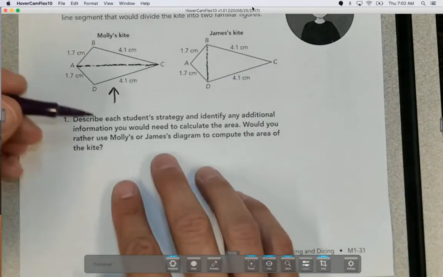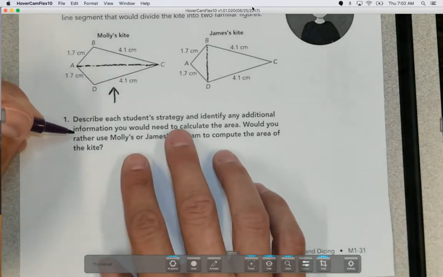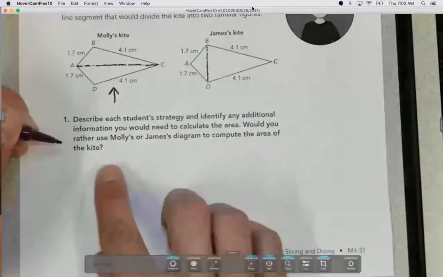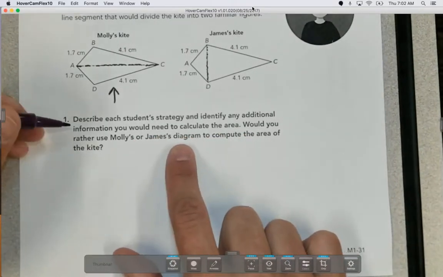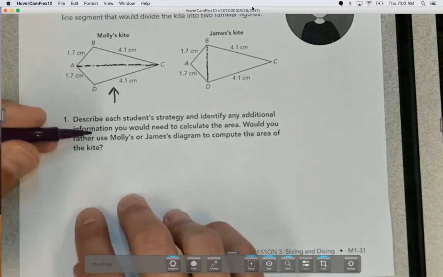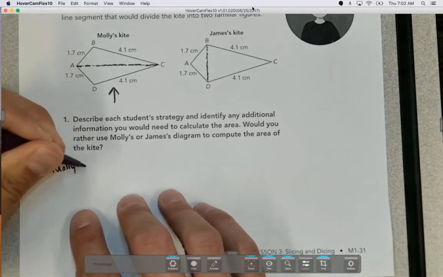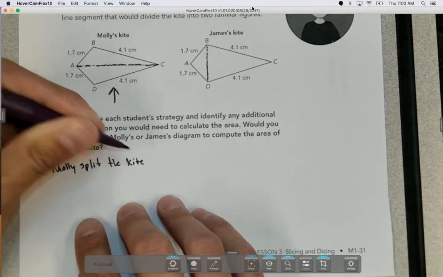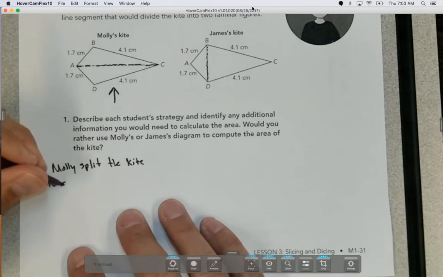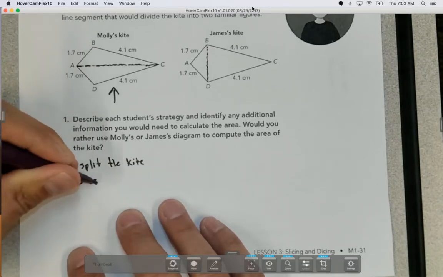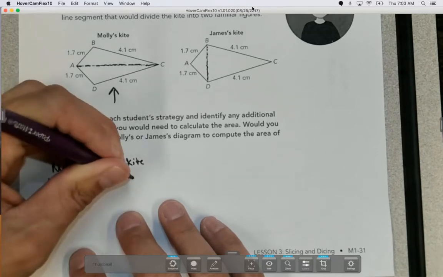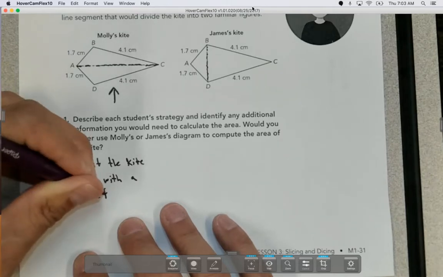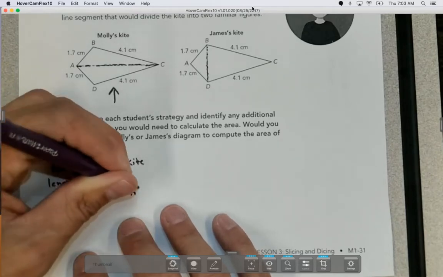Okay? And so describe each student's strategy and identify any additional information you would need to calculate the area. Would you rather use Molly's or James's diagram to compute the area of the kite? Okay? So Molly split the kite lengthwise with a dotted line from A to C. Okay.